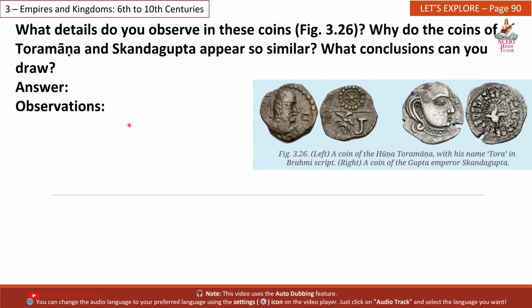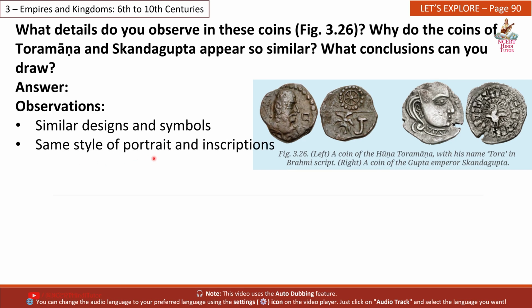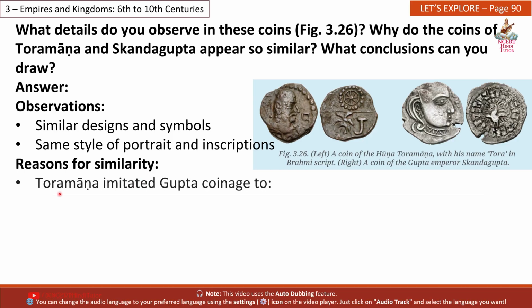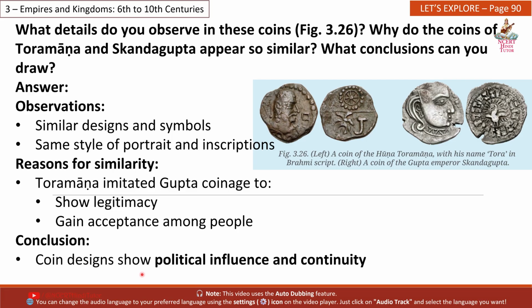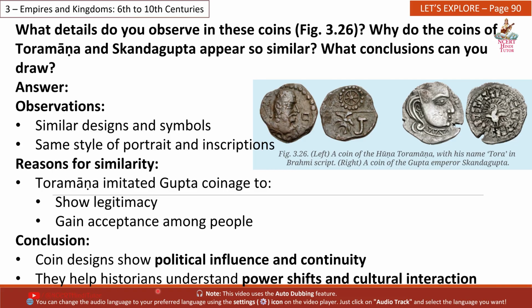Answer. Observations: similar designs and symbols, same style of portrait and inscriptions. Reasons for similarity: Toramana imitated Gupta coinage to show legitimacy and gain acceptance among people. Conclusion: coin designs show political influence and continuity. They help historians understand power shifts and cultural interaction.